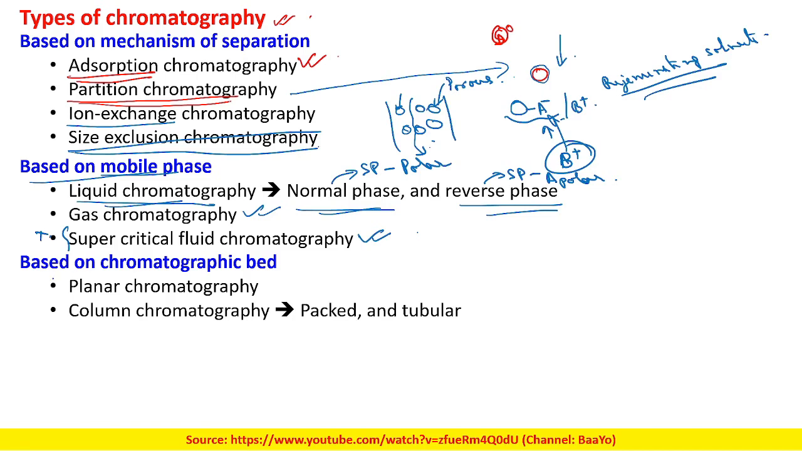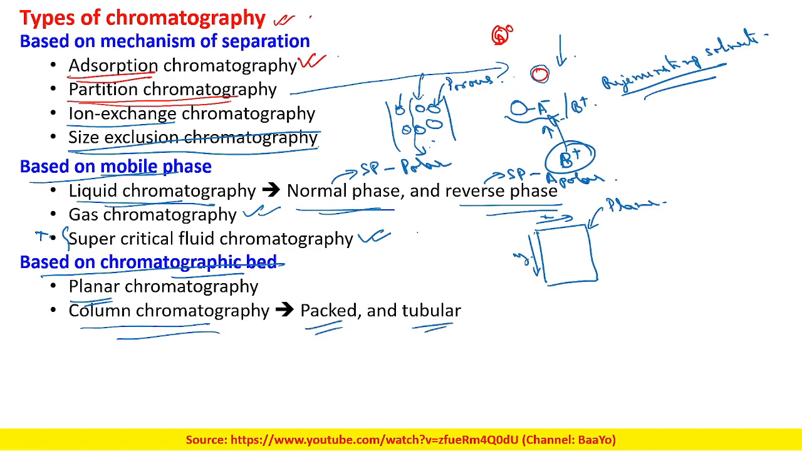Okay, then based on chromatographic bed, planar means your stationary phase is present as a plane, so there will be an XY direction. Okay, in column chromatography you can have a packed column or a tubular column. Here the stationary phase will not be packed; instead you will have some pendant groups which have been functionalized over the columns. Okay, so in this way we can have the packed or the tubular. So we will stop today. In the next class we will be discussing it.